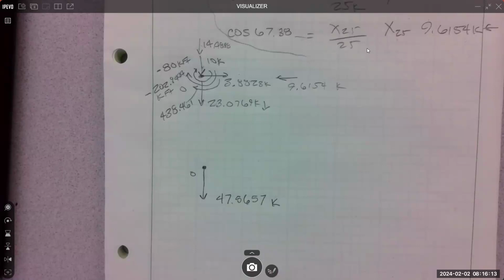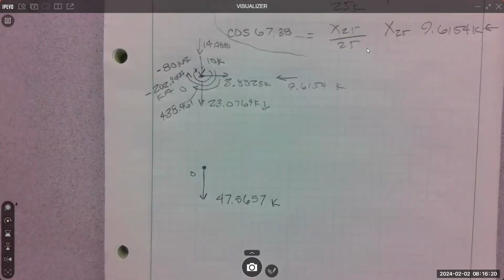So you got one? I got 47.9. So you just did the 14 plus the 10 plus the 23. Yeah, I got what you got. All right, just keep going. You probably had some rounding, yeah, rounding.